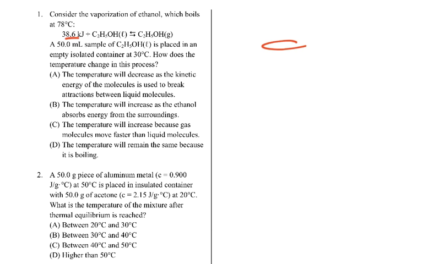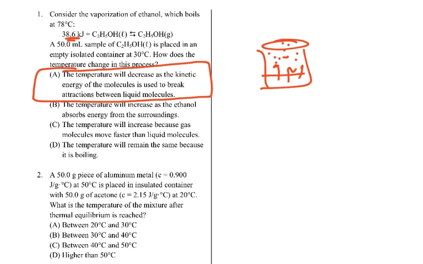So the idea here is that if we had a container with some ethanol, some of this is going to turn into vapor, and as that stuff turns into vapor, it absorbs energy. So what's going to happen is that the ethanol is going to get colder and colder. So the temperature will decrease. Temperature will decrease as the kinetic energy of the molecules is used to break attractions. This is exactly your number one.